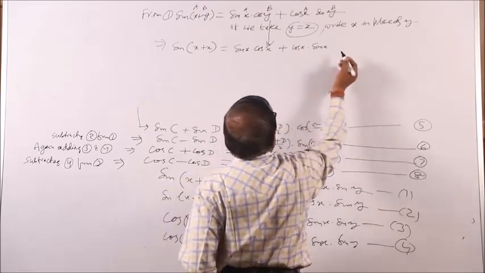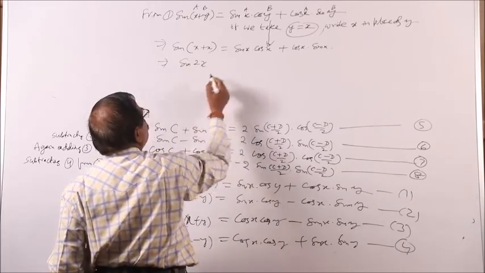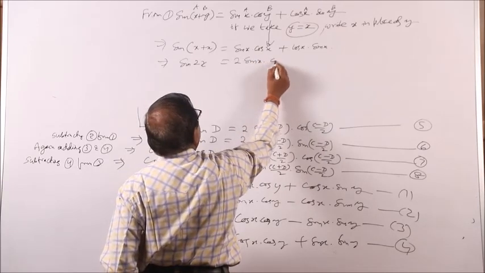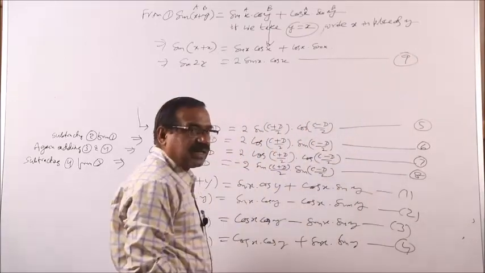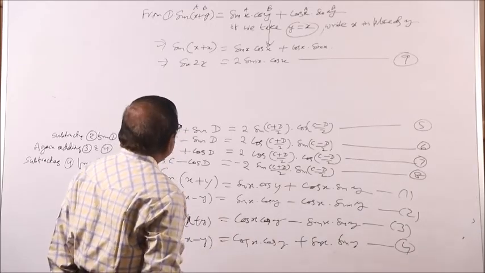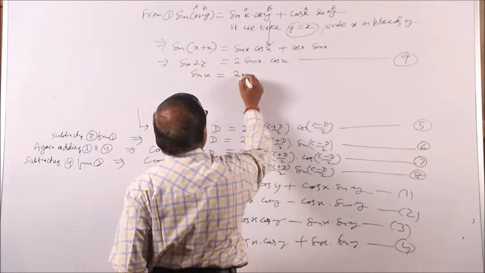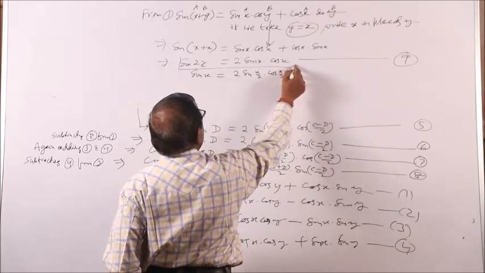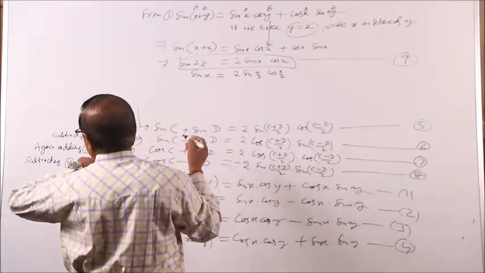So what happens? You see, this becomes x plus x, 2x. So we have derived another formula, sin 2x is sin x cos x plus cos x sin x, so this is 2 sin x into cos x. We have derived the 9th formula. You see how easily we are deriving the formula from the given. Also, in some other books we can write sin x is 2 sin(x/2) into cos(x/2). Now further formulas we will discuss in another class.